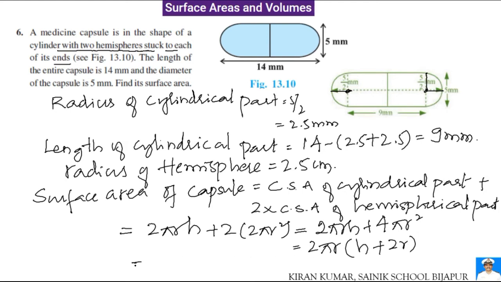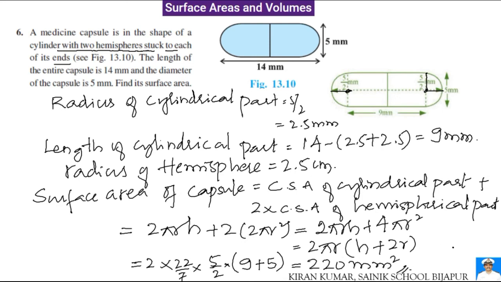So this can be simplified. 2 times 22 by 7 multiplied by the radius 5 by 2, into h which is 9 plus 2 times the radius which is 5. 5 plus 9 is 14. It becomes 2 times 2, and the 2s will get cancelled. We will be getting 220 millimeter square. This will be the surface area of the capsule.